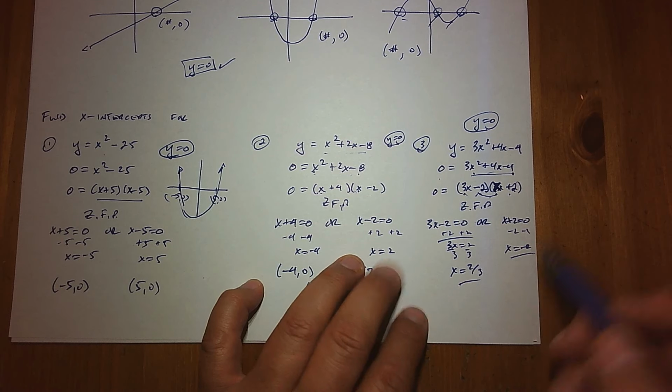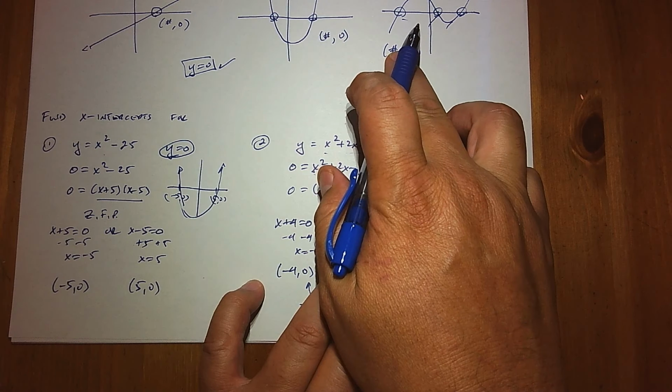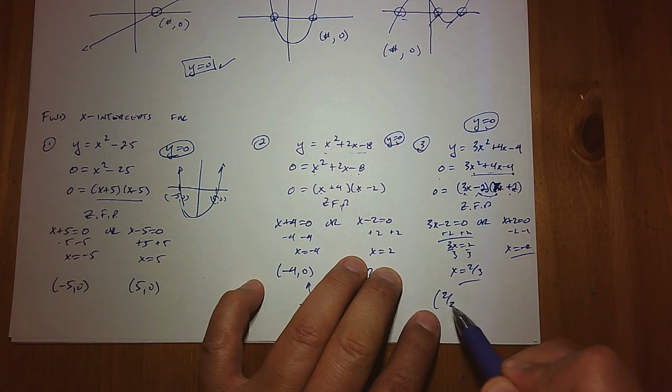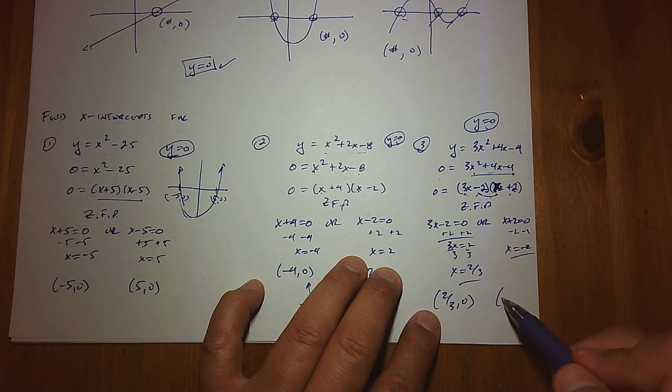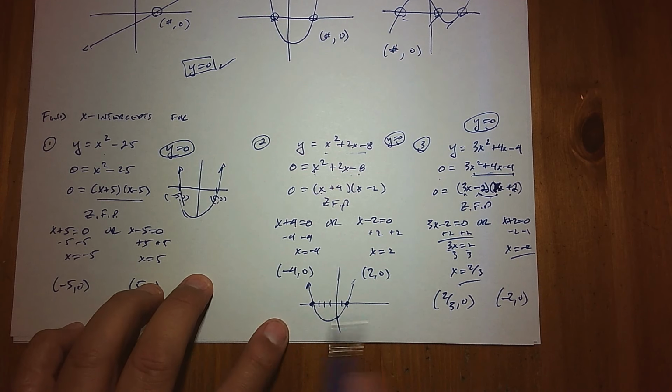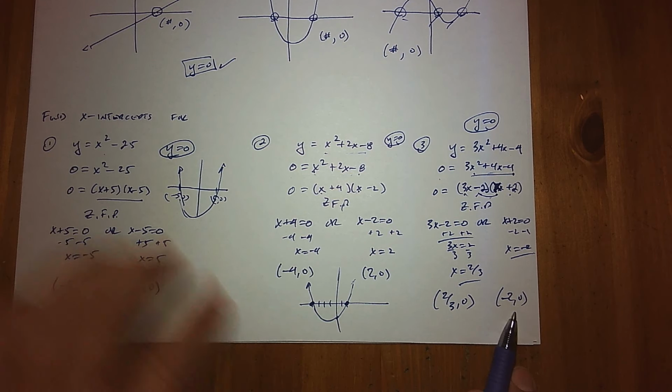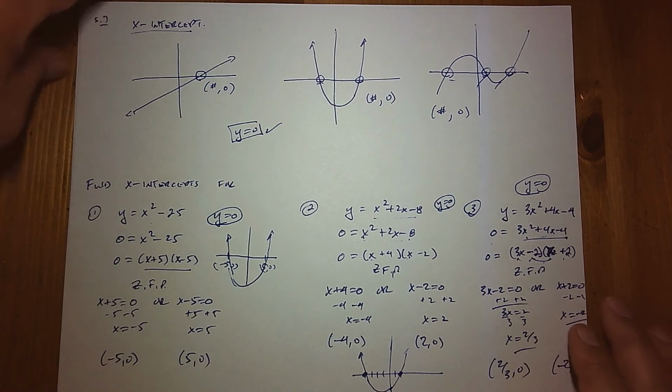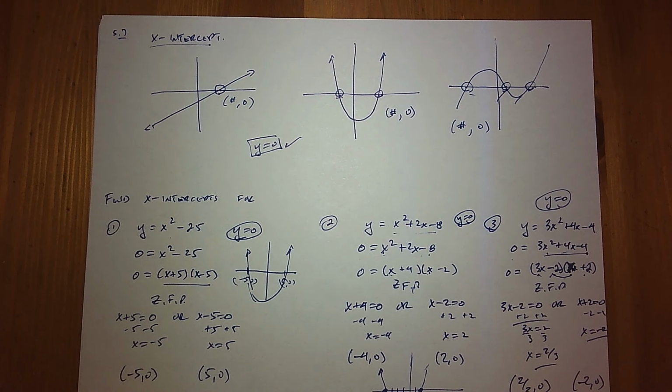Okay, and again we're finding points. So the correct answer would be 2/3, 0, and negative 2, 0. So again, we have another parabola, and the sketch would be crossing the x-axis at that point and at that point. All right, so there's an application. There are many more, but we're going to move on and learn those in many more chapters and a lot of other situations. So that should truly wrap up Chapter 5.